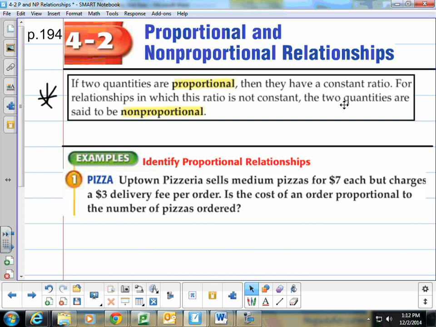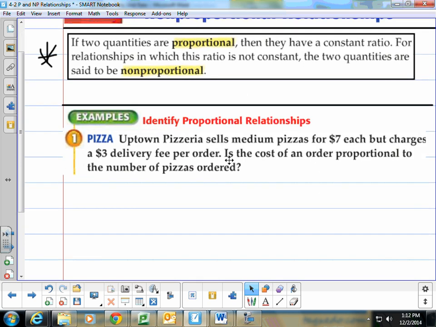We have ratios of comparison of two numbers. Constant means staying the same. For relationships in which this ratio is not constant, those two quantities would be non-proportional. So if we change over time, you can do this with how much I earn over time, how much a pizza delivery charges, a recipe is proportional as it changes per batch. Different things that change over time, if they remain constant, it's proportional. If they are not constant, it's non-proportional.